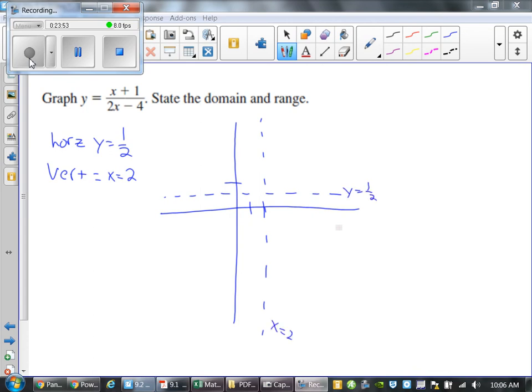Make sure you label it, okay? So I know right away that the couple of numbers to the left, I'm going to choose at 1 and 0. And the ones on the right, I'm going to go with 3 and 4.